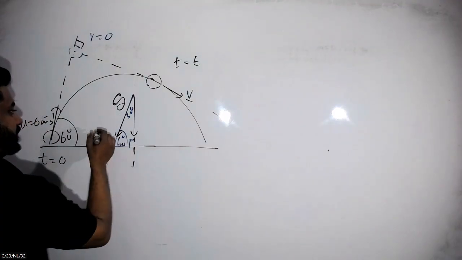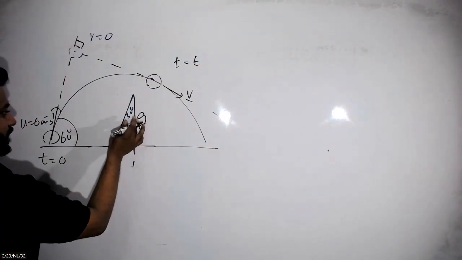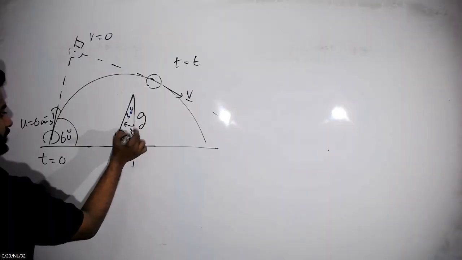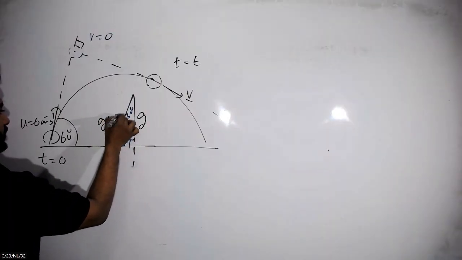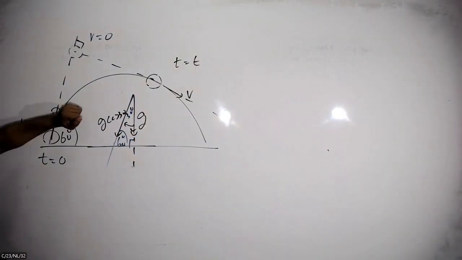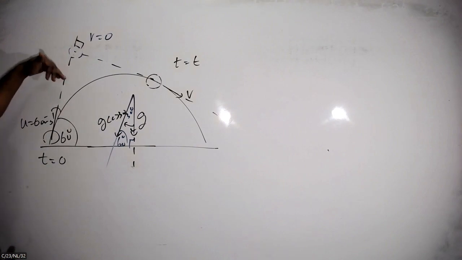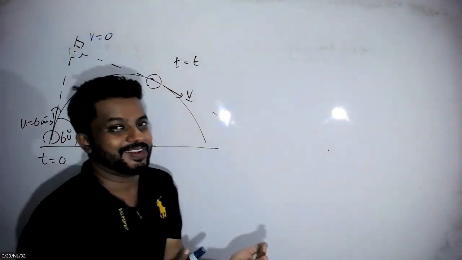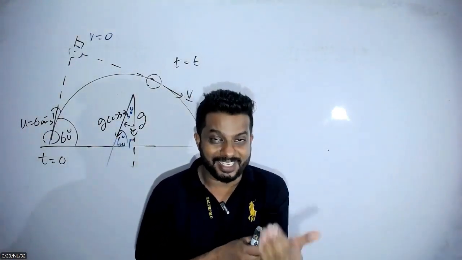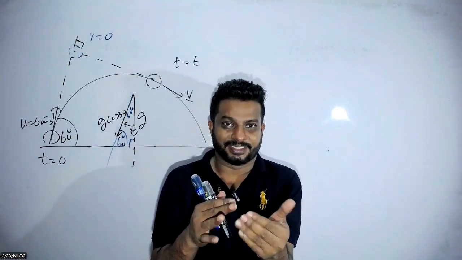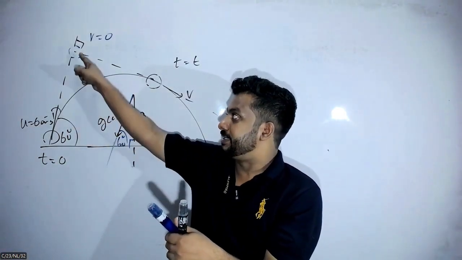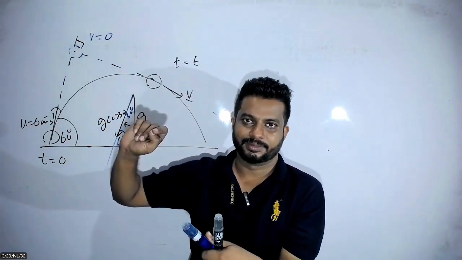This one is the component. g is the result, and then the component is g cos 30. Now you can observe that this acceleration component acts opposite to the direction of initial velocity. That's why this initial velocity reduces, and at some time interval it becomes 0.